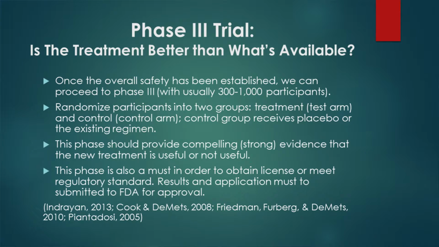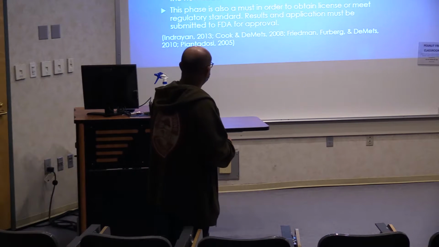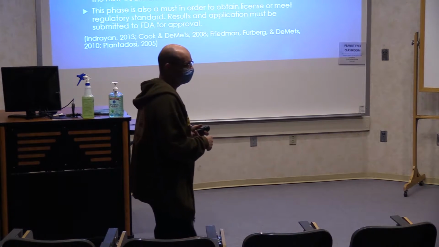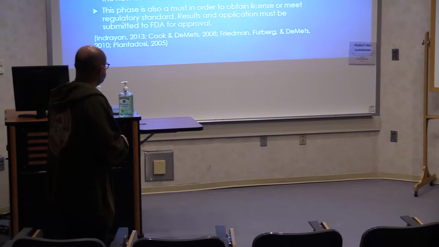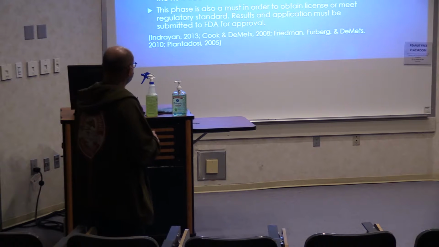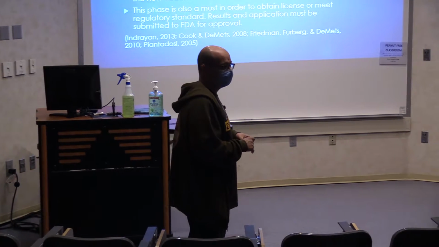Phase 3 is where things get complicated, because now you're going to start recruiting a much larger group of participants, usually between 300 and 1,000, but sometimes many more than that. We're going to randomize participants to two groups, treatment and control. Your control group can either receive placebo or the existing regimen, depending on how you want to set that up. This phase should provide strong evidence that the new treatment is useful or not useful.